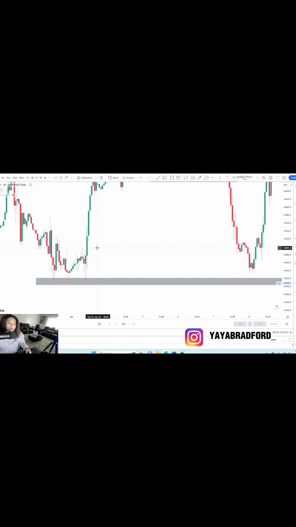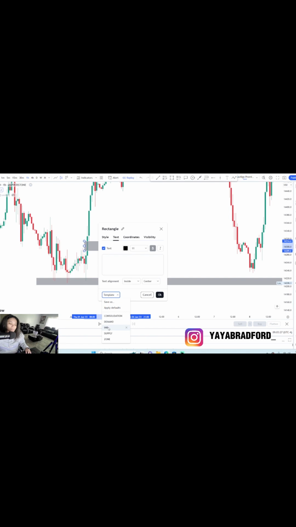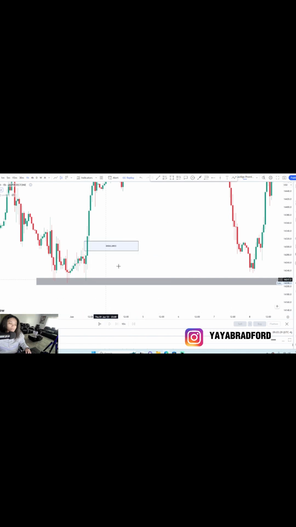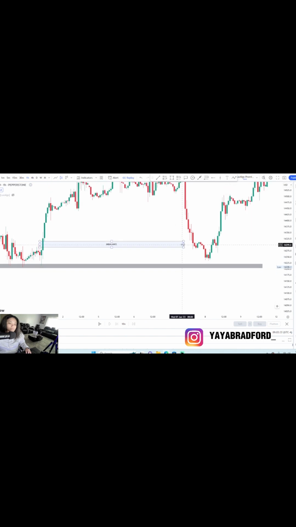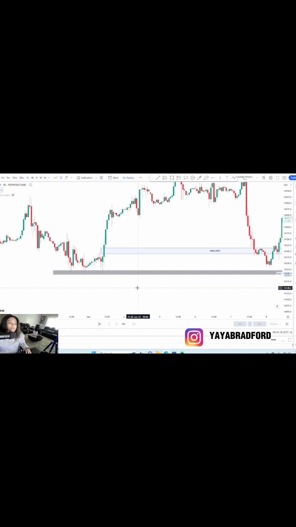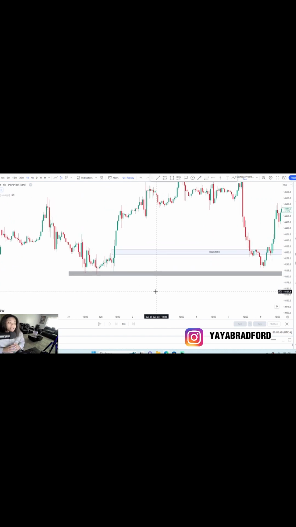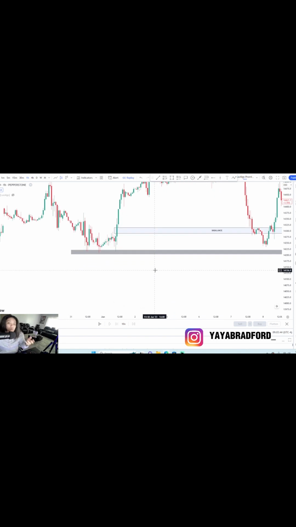It's invading its privacy. This is a gap from here to here. This is imbalance. So in order for you to have a valid imbalance, you want to have a zone or a demand setup right below it.